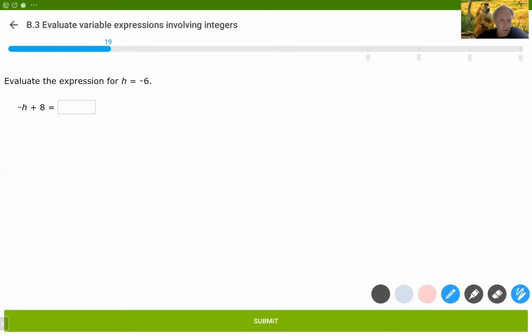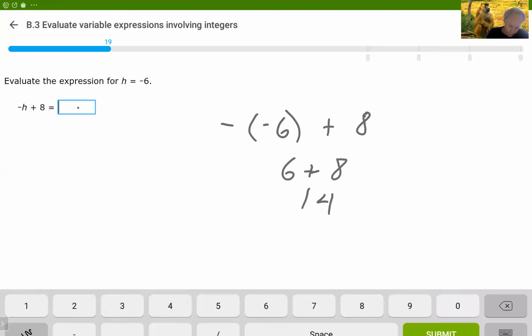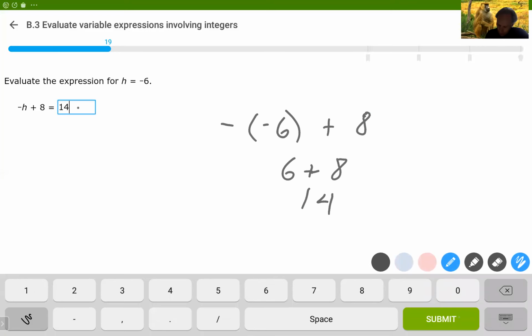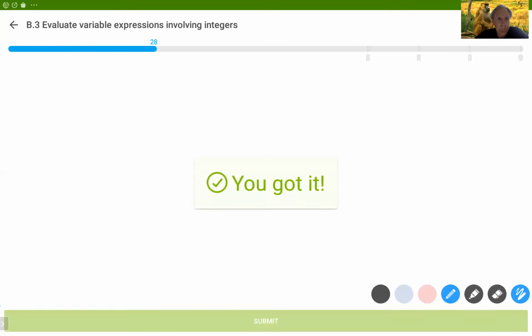Now this one, again, we have a negative h, so negative h plus 8, and I'm substituting inside parentheses, which is -6. We have that double negative, which makes 6 plus 8, or 14. Let's see if I can speed it up a little bit for you.